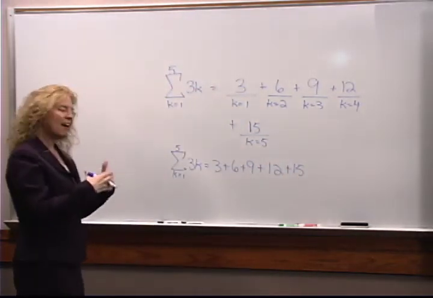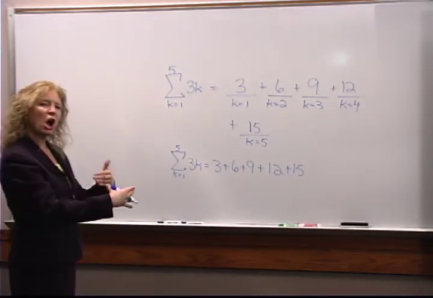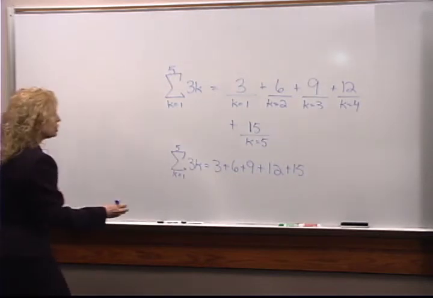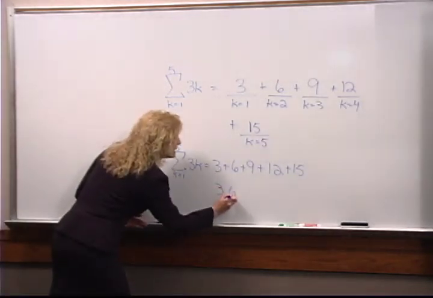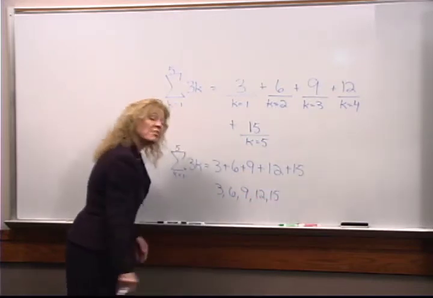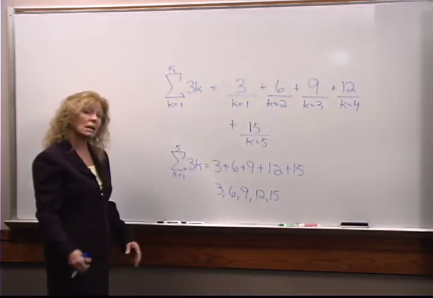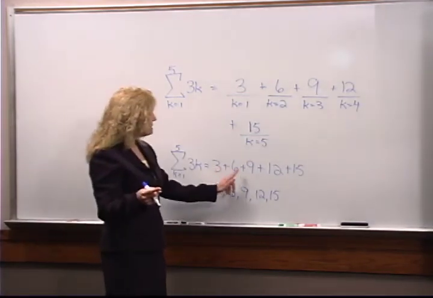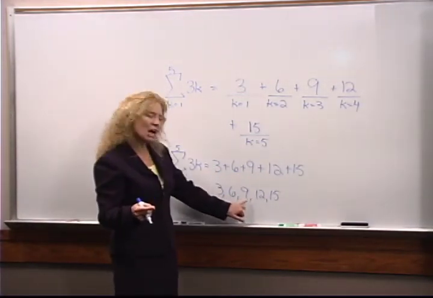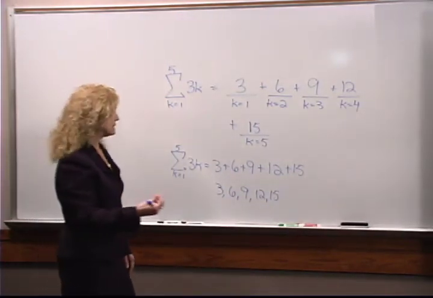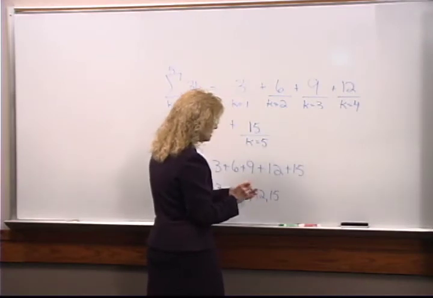Do you see that I have a sequence of numbers going on there if you ignore the plus signs? If I simply wrote 3, 6, 9, 12, 15, that would be a sequence, a listing of numbers. If I put the plus signs in there and I start adding up these terms, it becomes a series. This is going to be a series.